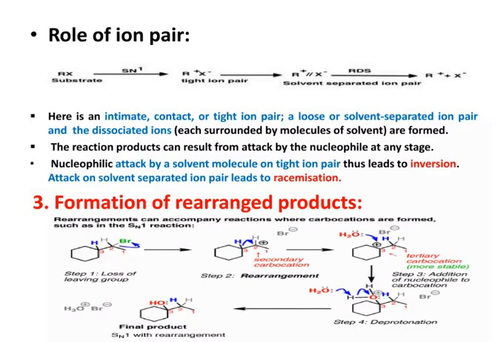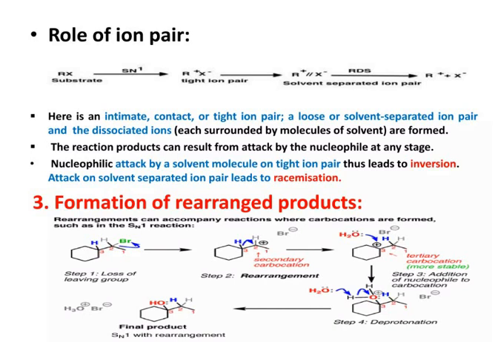Now, the role of ion pairs. Here is an intimate contact or tight ion pair, a loose or solvent-separated ion pair, and the dissociated ions, each surrounded by molecules of solvent, are formed. The reaction product can result from attack by the nucleophile at any stage.